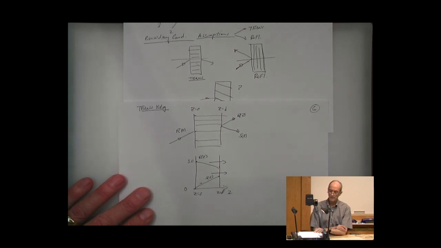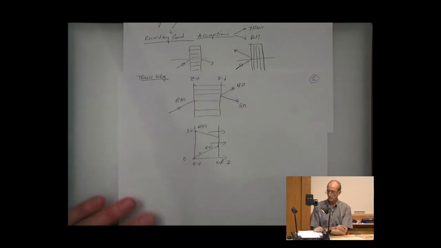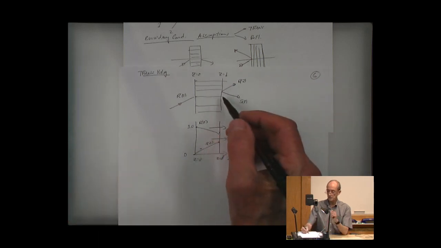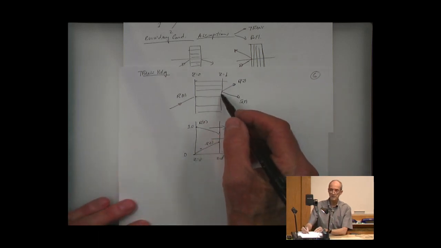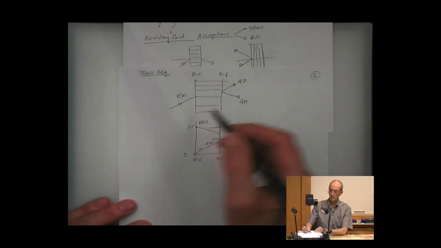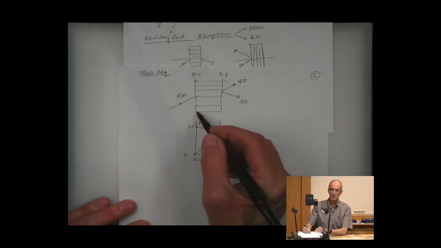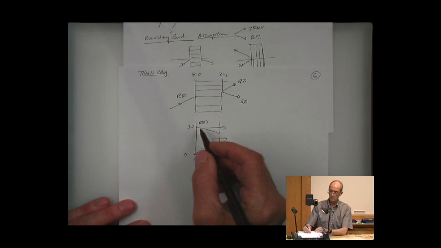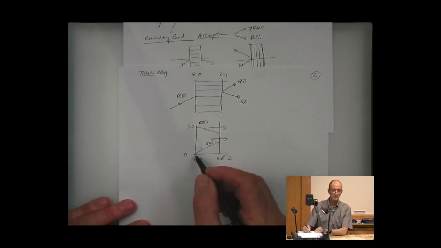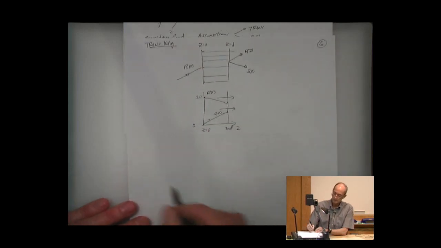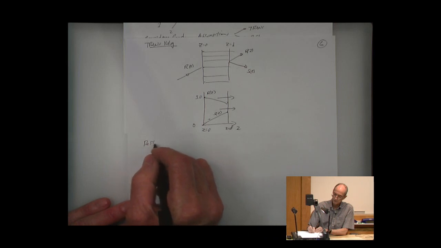Okay, and so we can define the boundary conditions. We don't know anything about what happens at z equals d, but we do know what happens at z equals 0. We have a value of r of 1. We have a value of s of 0. Okay. Now, what about for the reflection hologram?